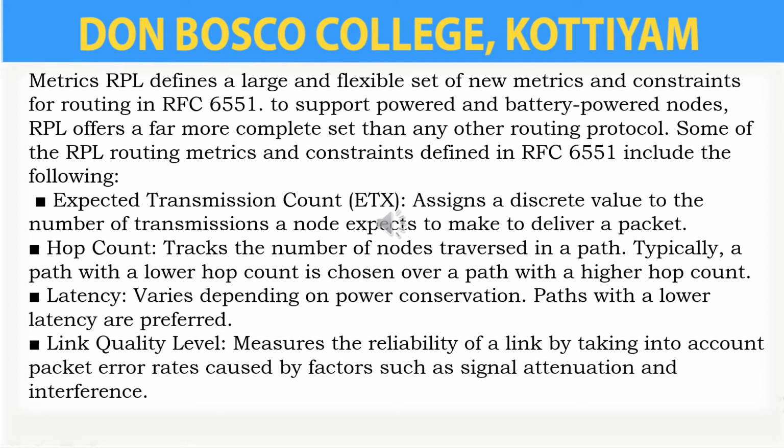The next metric is hop count, that is to track the number of hops made to transfer a message or a packet. Then next is latency. It varies depending on the power conservation, that is paths with lower latency are preferred. Next is link quality level. It measures the reliability of a link by taking into account the packet error rates caused by factors such as signal interference.